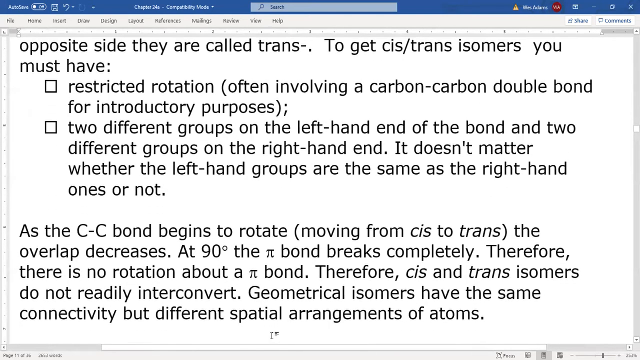Now, if you were to rotate that carbon-carbon double bond, that is moving from cis to trans at 90 degrees, you would break that pi bond. And that's why you generally don't get rotation. You don't readily shift from cis to trans. Is it 100% impossible? No, but it's unlikely in most situations. Now, geometrical isomers have the same formula, the same connectivity of the atoms. So they're not structural isomers, but there's a different three-dimensional spatial arrangement of those atoms.